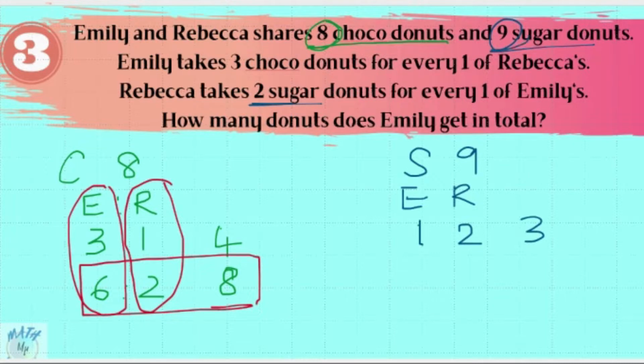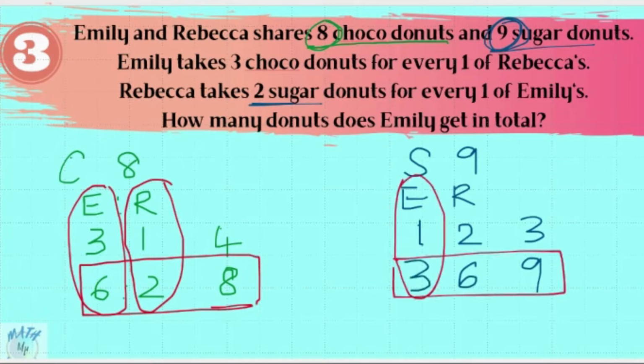But they say there are 9 sugar donuts. So 3 times 3 makes 9. So I need to multiply the ratio by 3. It becomes 2 times 3 is 6 and 1 times 3 is 3. Out of 9 donuts, Emily takes 3 and Rebecca takes 6.